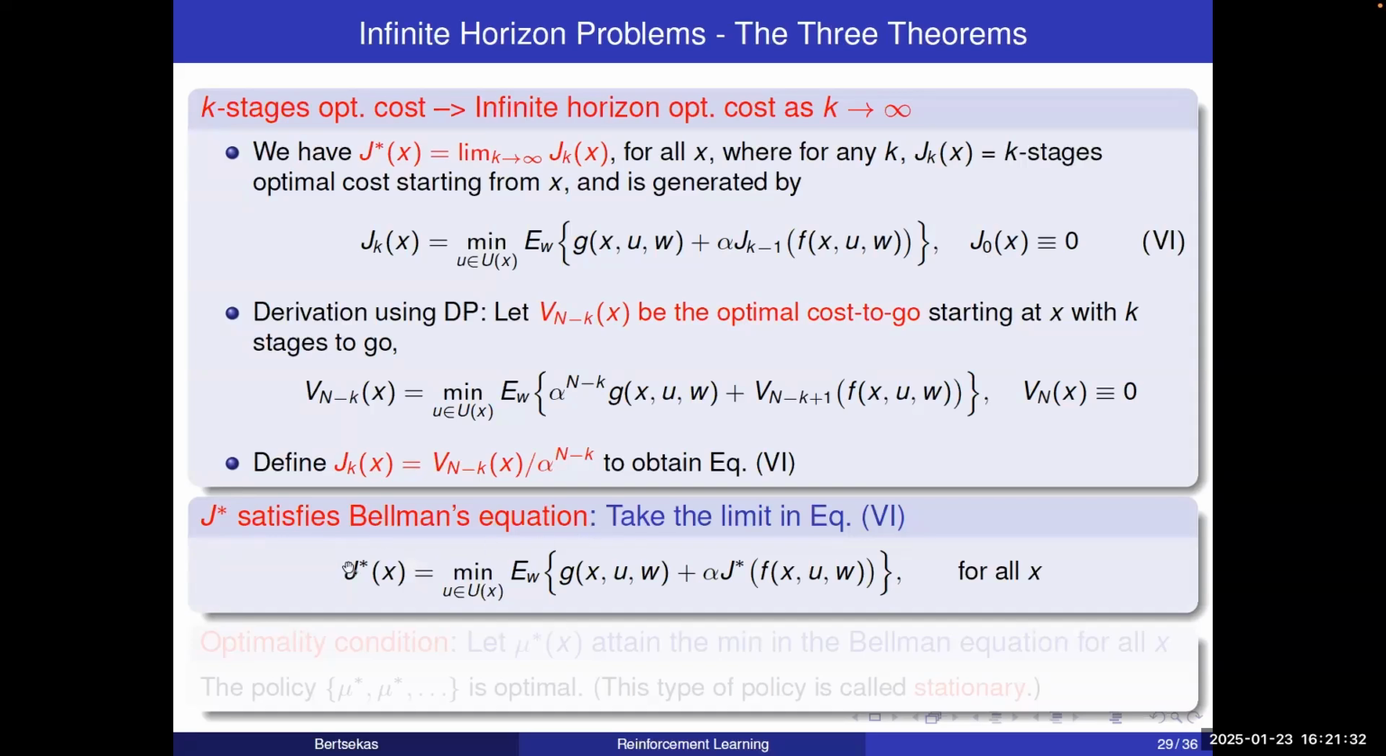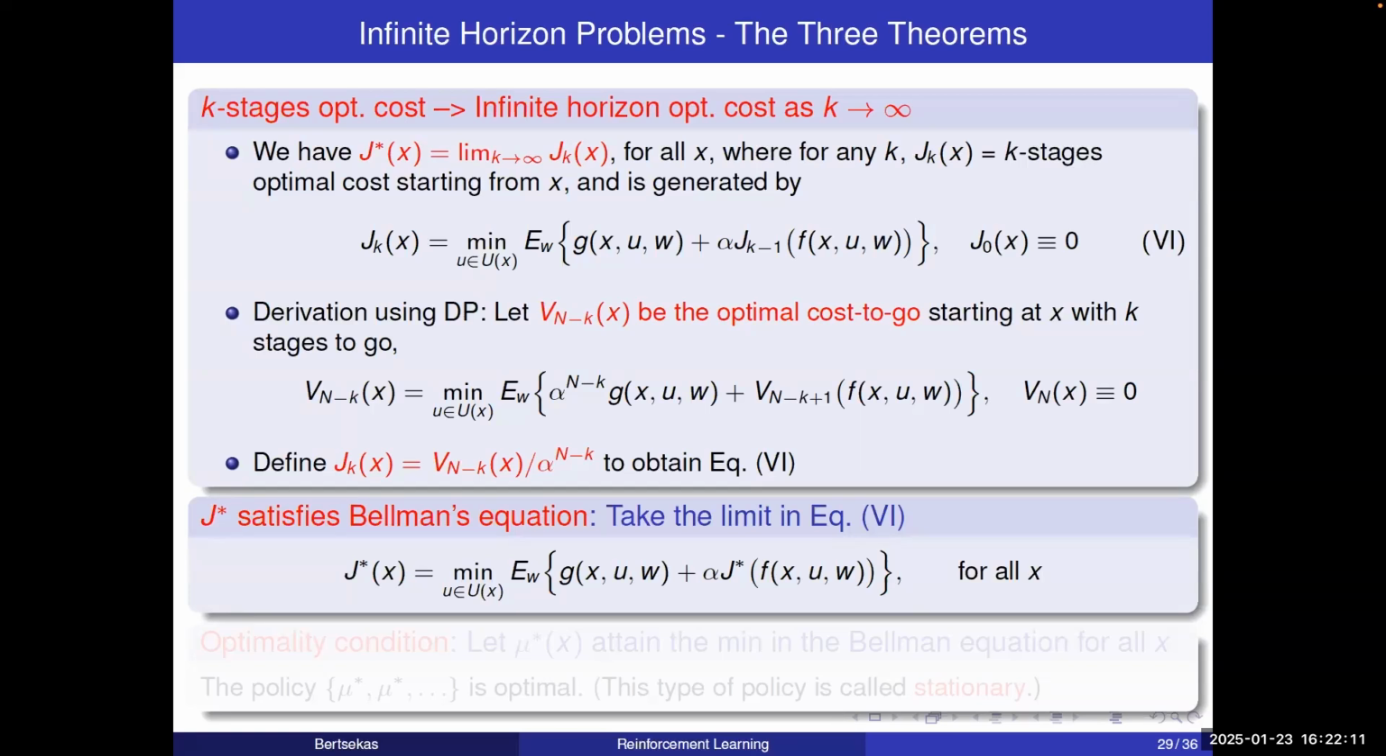What does it mean? It means that the optimal cost satisfies this nonlinear equation. It's one scalar equation for one x. So if you have 10 x, then you need to solve those 10 equations altogether. And if you have a zillion different x, you need to solve them all together. And if you have infinite x, you need to solve infinitely many of them all together.